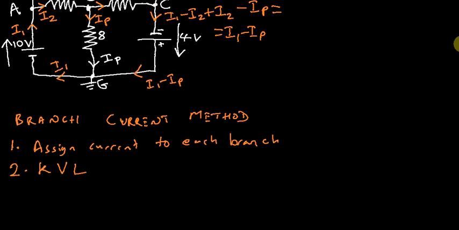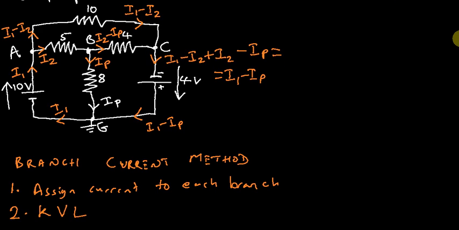So let's come back and look at this. So we have assigned currents to each of the branches. Next, we want to use KVL to write the loop equations for each one of them. So to write loop equations, pick a direction and stick with that direction all around that loop. So for each loop, pick a direction and then stick with that direction for each one of the loops. So let's take this first loop here, where you have the 10 volt, 5 ohm and 8 ohm resistor.